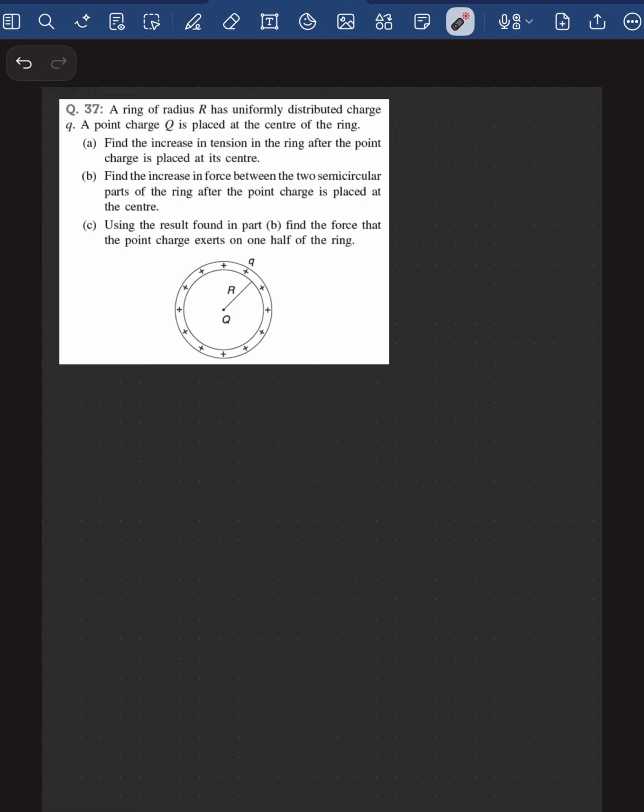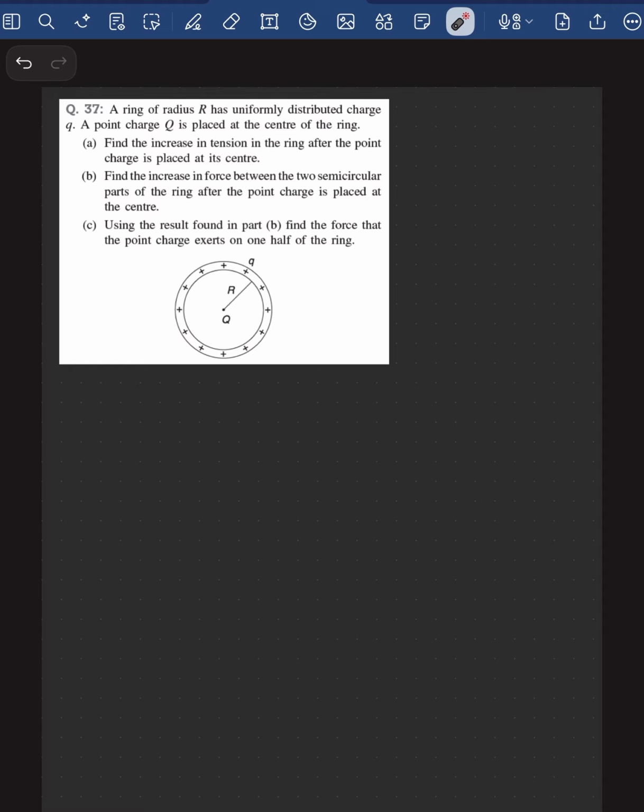Right. So after we place this point charge capital Q, the question asked over here is to find the increase in the tension in the ring after the point charge is placed at its center, right? So we'll have to calculate what will be the increase in the tension of the ring. We'll have to think about why there will be an increase in the tension in the ring as well.